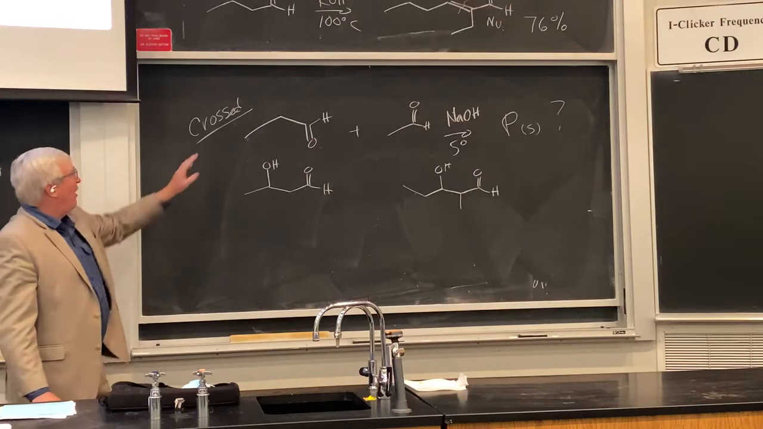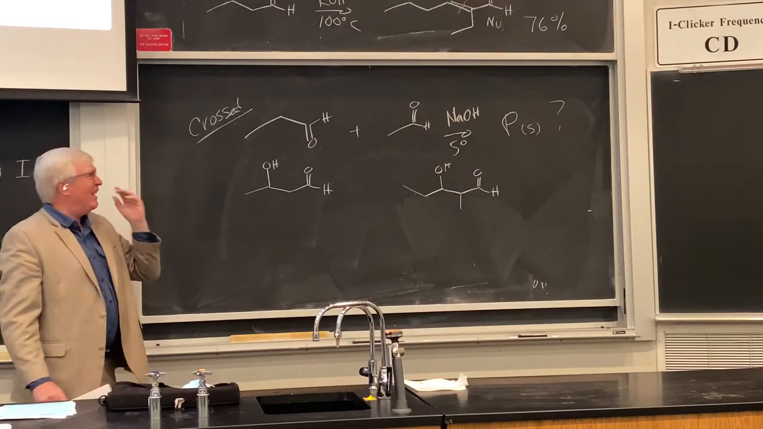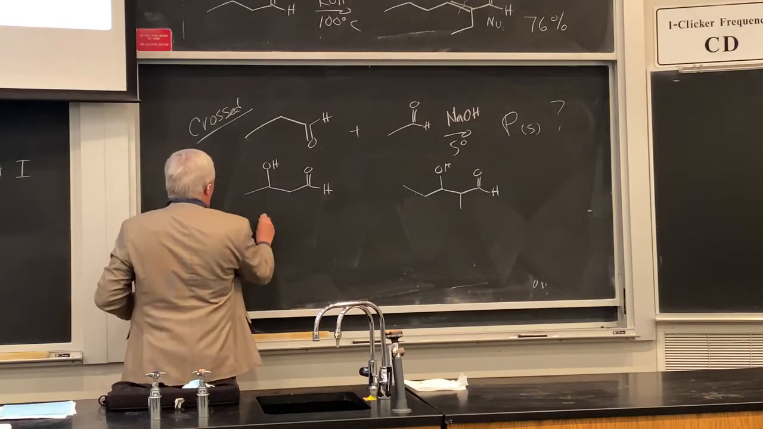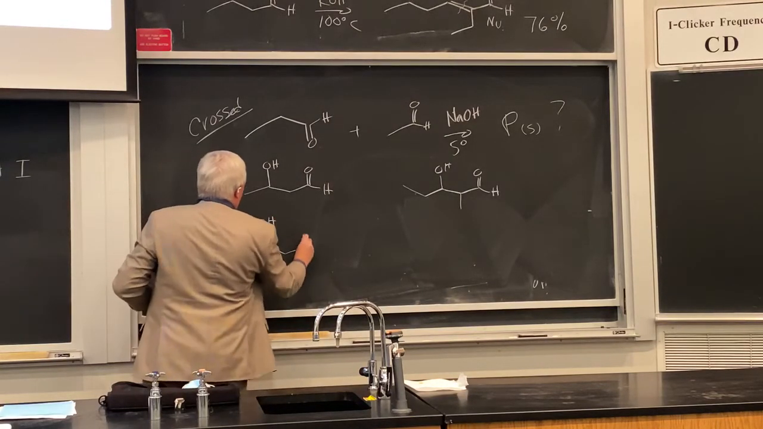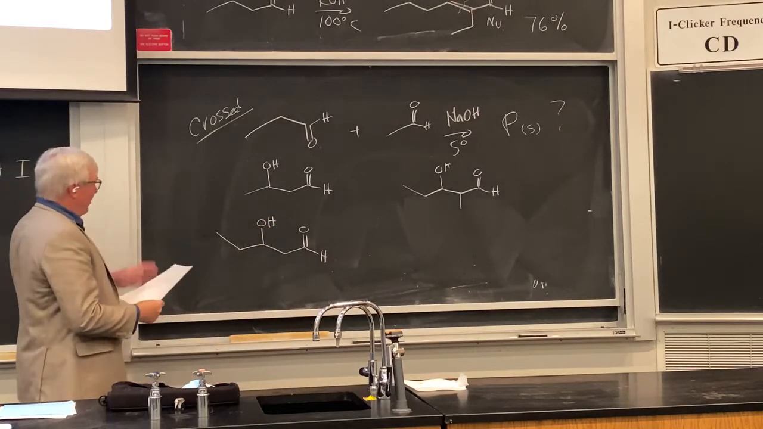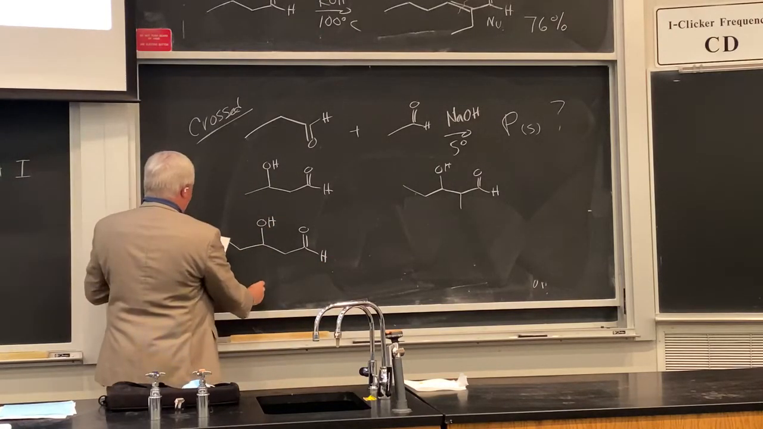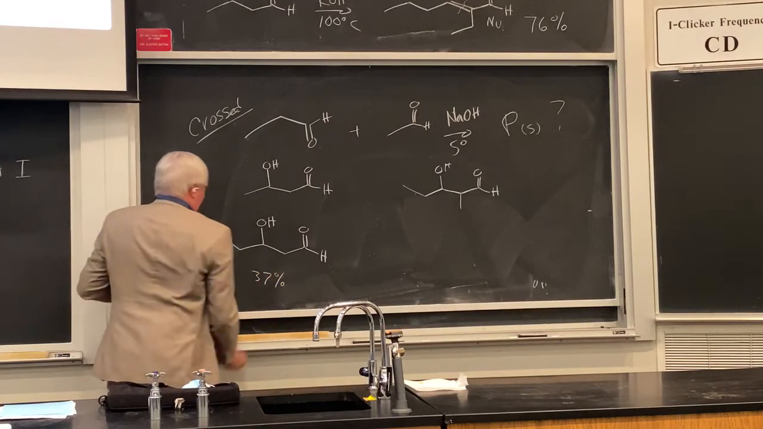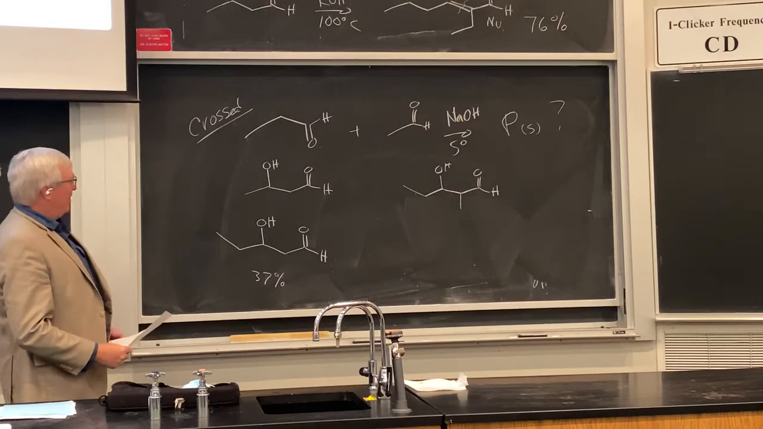How many crossed ones are there? That's what we're really trying to get out of here. Well, let's look at it just as I've drawn it here. We'd have this one. Okay. That one turns out to be the major one, actually. 37%. But there's a lot of other compounds in here. Now, this is a cross one.